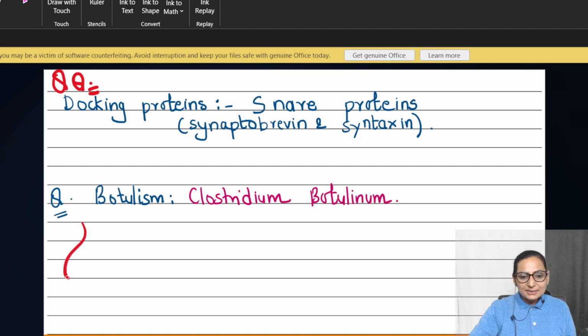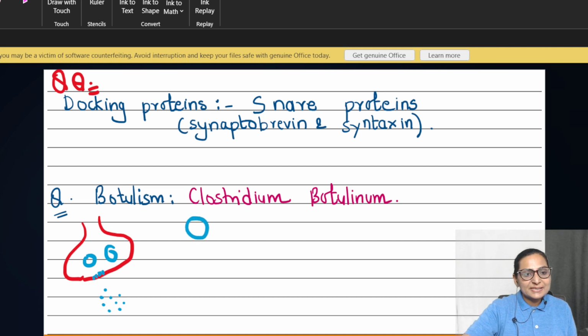So, see, this is the presynaptic portion, and suppose these are my vesicles. So we know that these vesicles are going to attach over here, and then there will be release of acetylcholine.